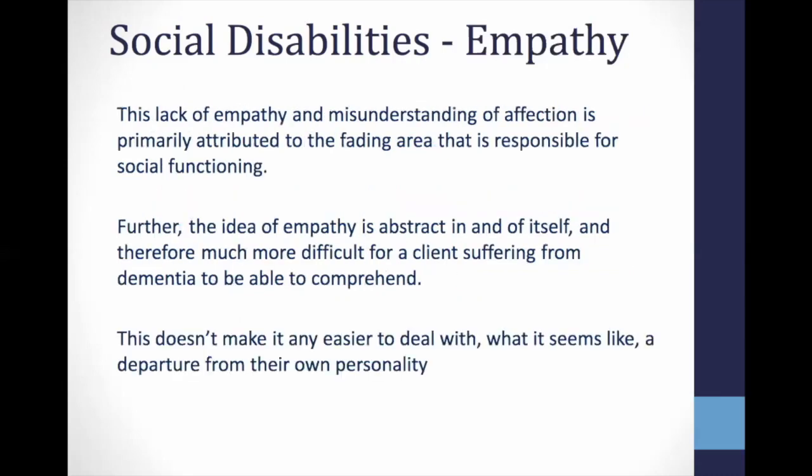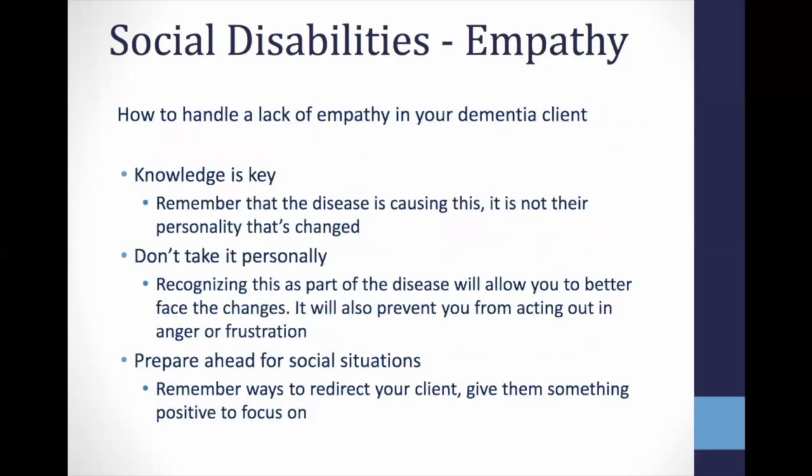Now, this lack of empathy and misunderstanding of affection is primarily attributed to the fading area that's responsible for social functioning. So the idea that empathy in and of itself is abstract, right? And so therefore it's much more difficult for a client suffering from dementia to be able to comprehend it. It doesn't make it any easier to deal with in what seems like a departure from their own personality, okay? So if your dementia client has a lack of empathy, here's what you need to do. You need to remember that knowledge is key. All right, remembering that the disease is causing this, it's not their personality that's changing.